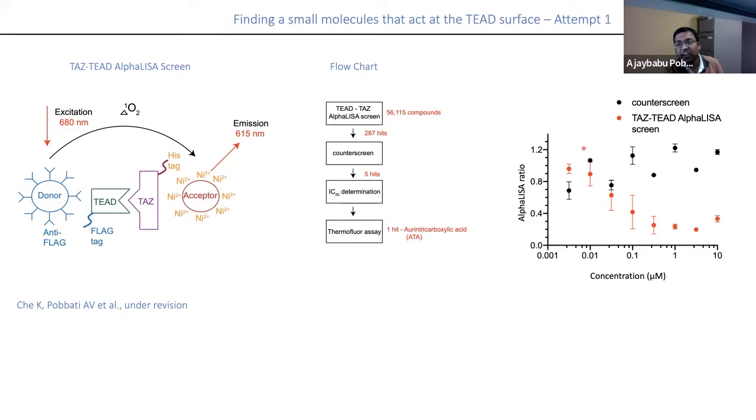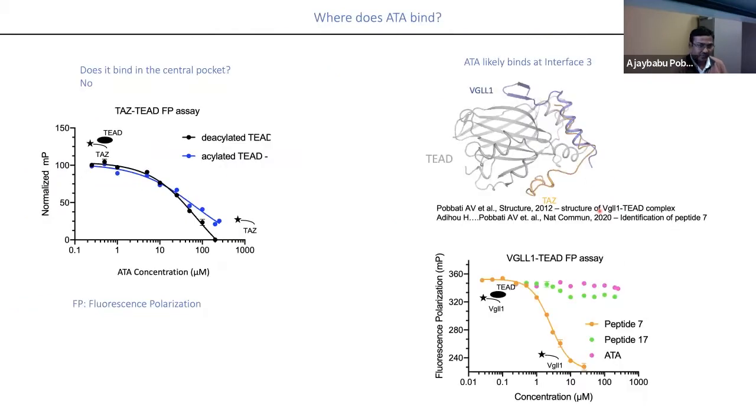PPI inhibitor of the TAZ-TEAD complex. That's because it doesn't have an effect in the counter screen, but it only has an effect in the TAZ-TEAD AlphaLISA screen. And now I'm like a mechanistic guy. I want to understand where these compounds bind. So I wanted to check whether this compound is binding to the central pocket or it's binding to the surface. The way I did it is through the use of a TAZ-TEAD FP assay.